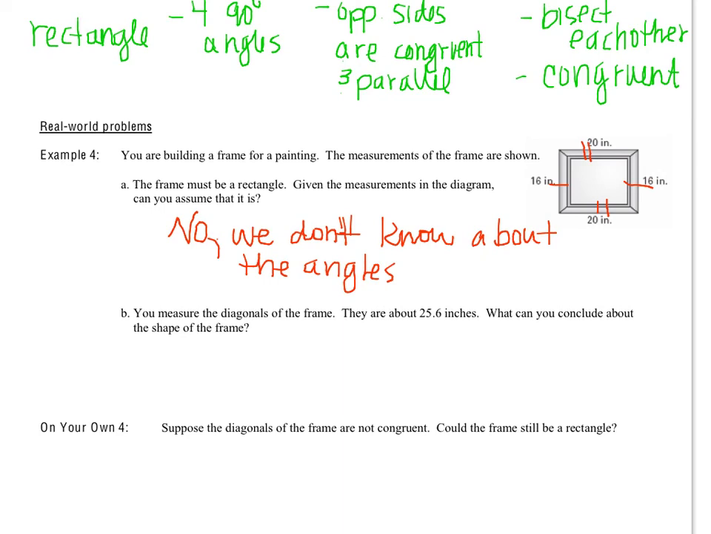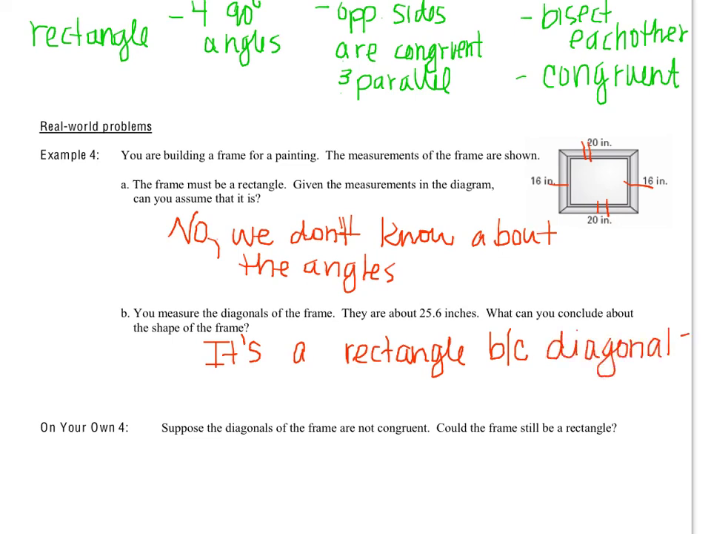B says, you measured the diagonals of the frame, they're about 25 and 6 tenths inches. What can you conclude about the shape of that frame? Well, if you look up above here for a rectangle, our diagonals are congruent. And since this is saying they're pretty much congruent, then that means that, yes, since they're the same, the frame is a rectangle. So what can you conclude about the shape of the frame? It's a rectangle, because our diagonals are congruent.